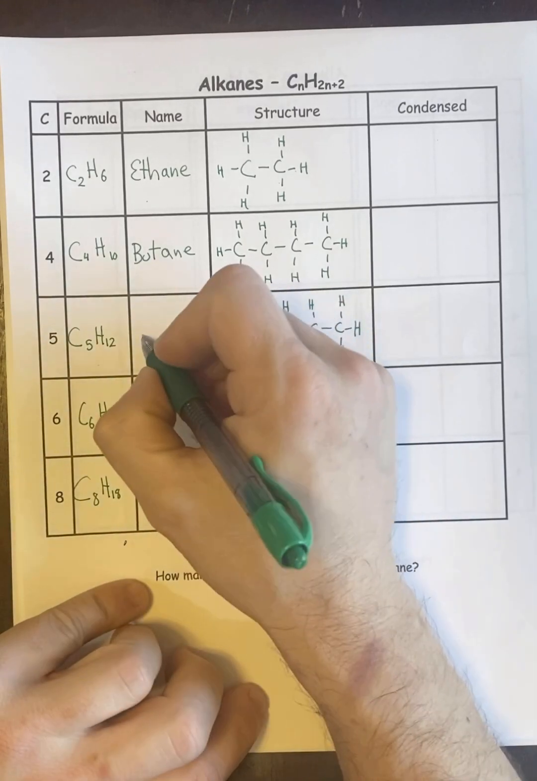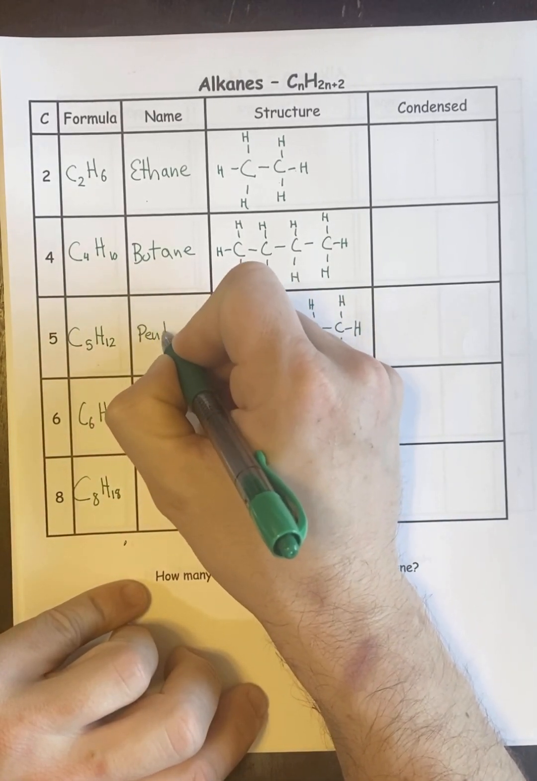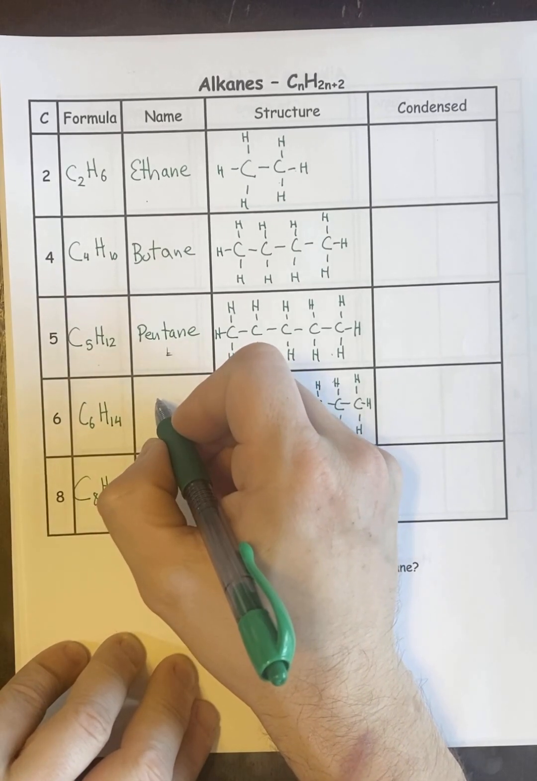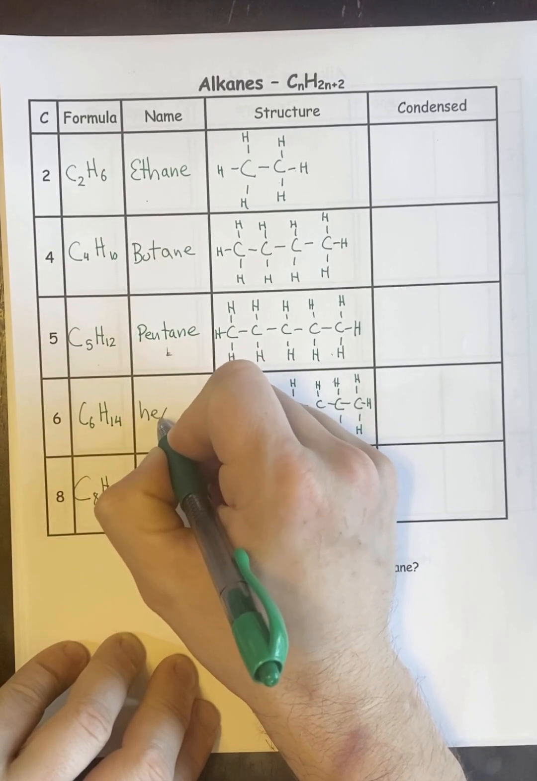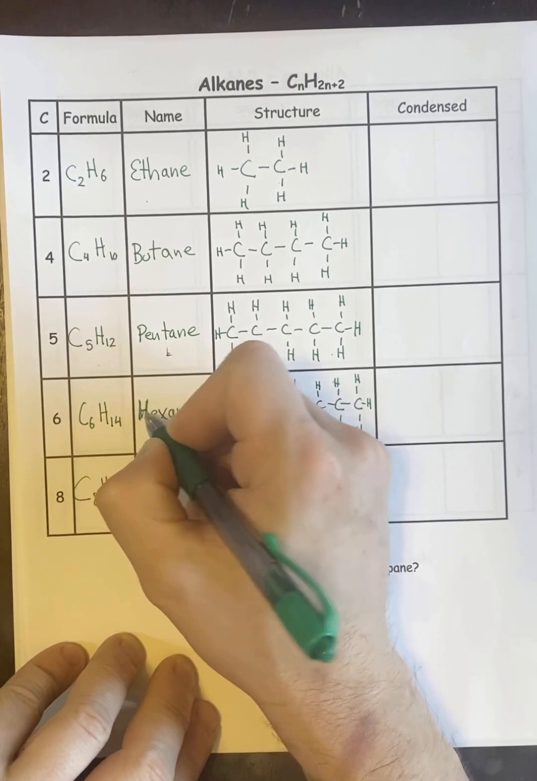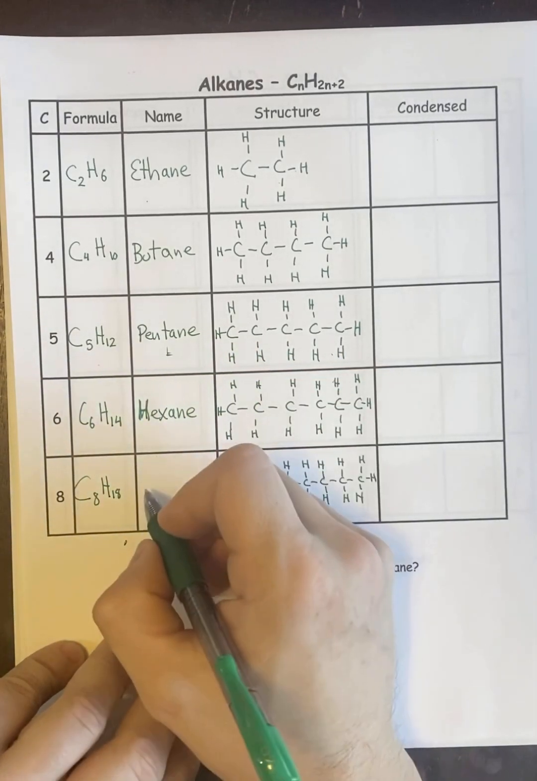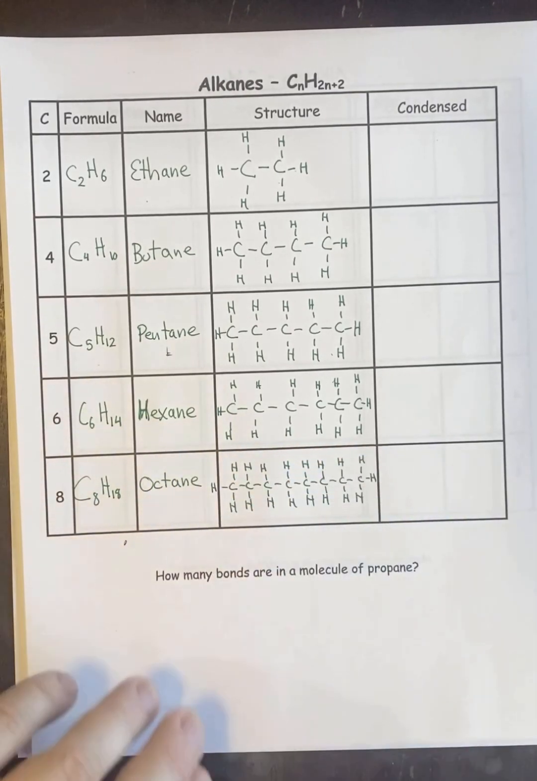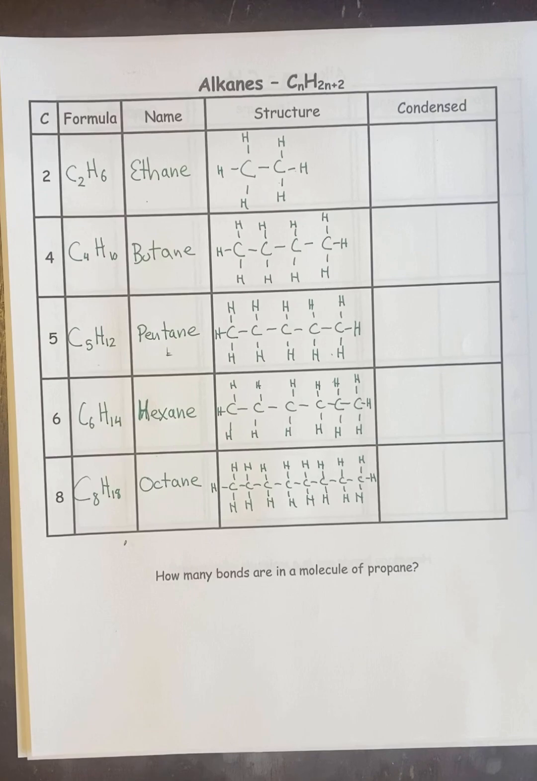So we have pentane. This one would be hexane. You can make it a capital or a lowercase. I don't really care about that. And for this last one, octane. Maybe you've heard of that when you buy gasoline.